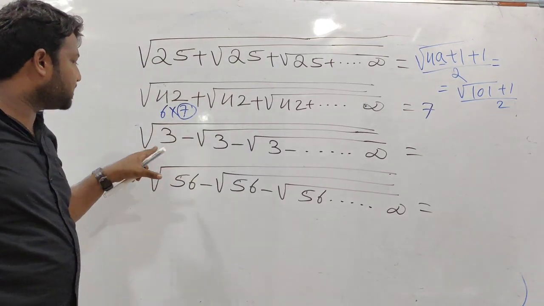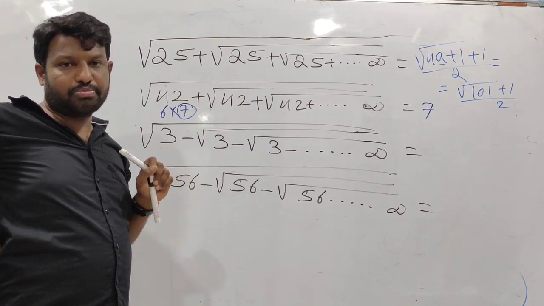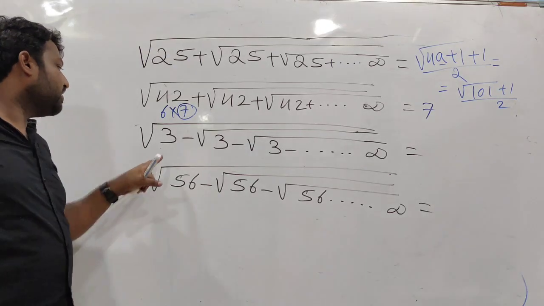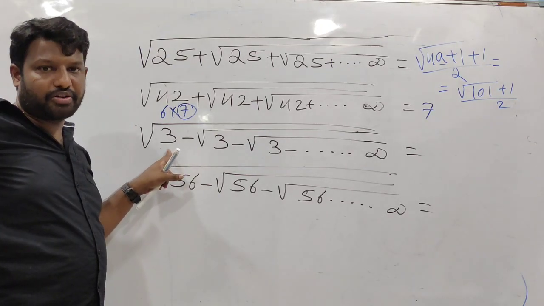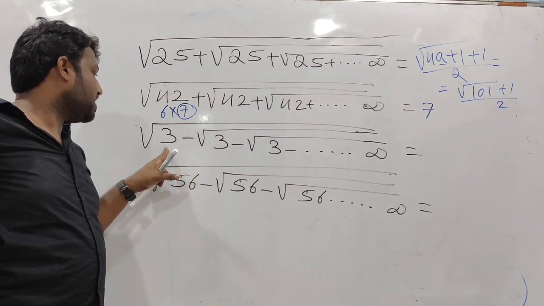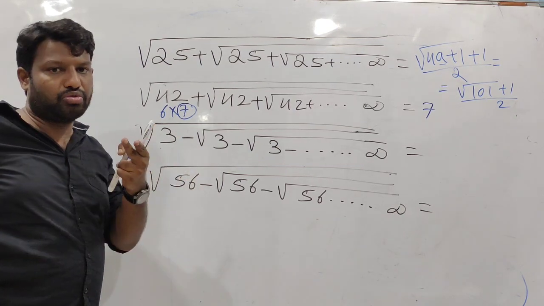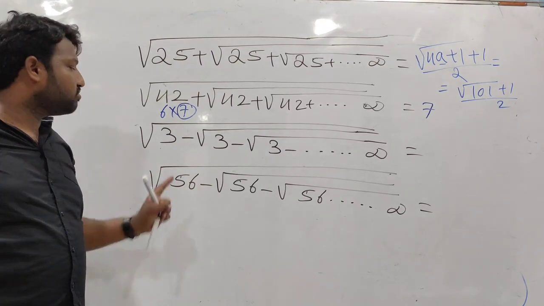Now I am taking this example: root 3 minus root 3 minus root 3 minus root 3 and so on up to infinity terms. Now I look at this 3. Can I express it as a product of two terms whose difference is 1? No, I cannot express it. 3 can only be written as 1 into 3. What is the difference of 1 into 3? It is 2. But what difference should I have? It should be 1. So I cannot express it.